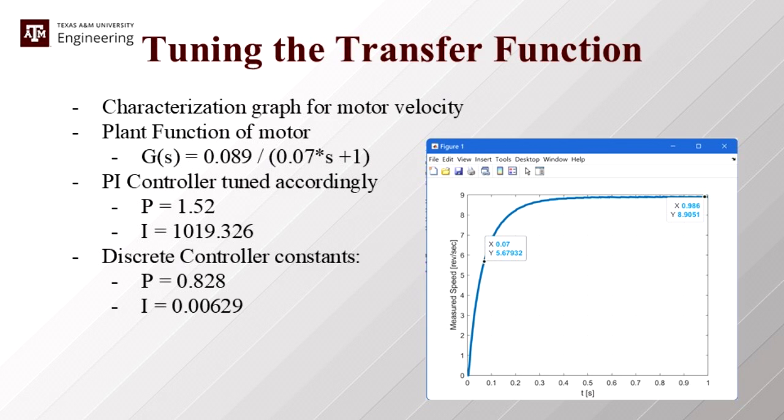From there, finally, this was transferred into a discrete controller based on the frequency that we were running the system at. The P came out roughly similar but a little lower, and I came out a lot smaller because it is required to keep the system simple.